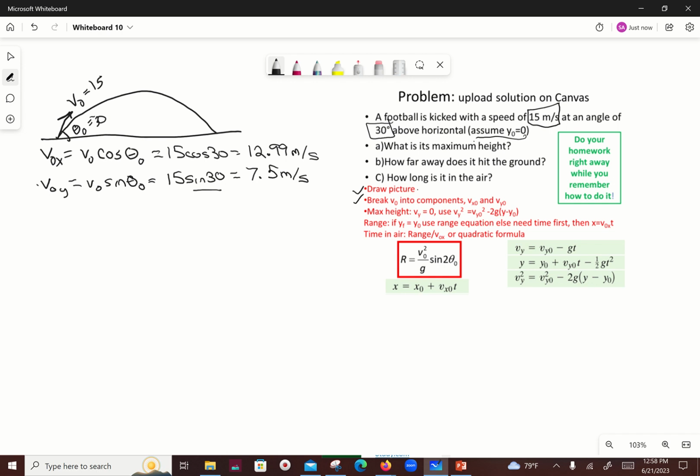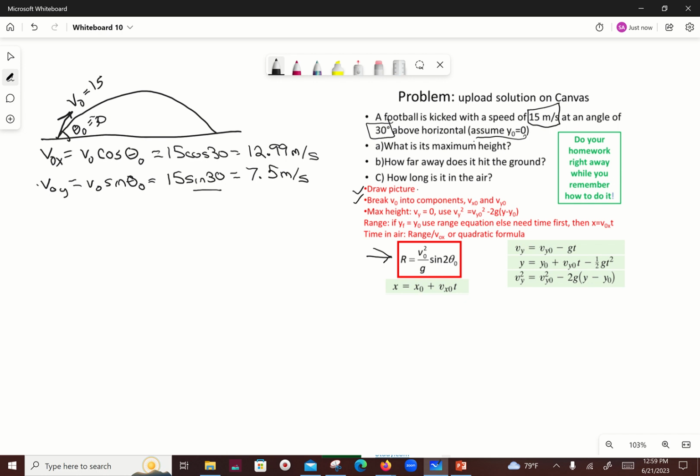All right, and then I had that little table that gave you the hints of how to find the maximum height, the range, and the time in the air. So the easiest thing to find is the range, because in this case, the football is landing at the same height at which it took off. So I can use that equation in red. And I don't have to do the parts in order. I could do B first, and then C, and then A. But let me just do them in order.